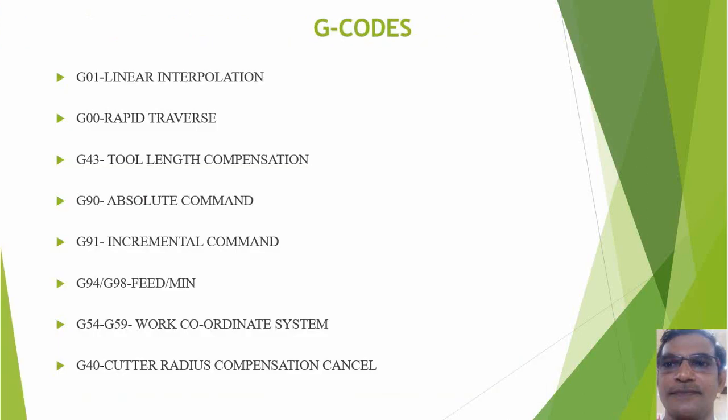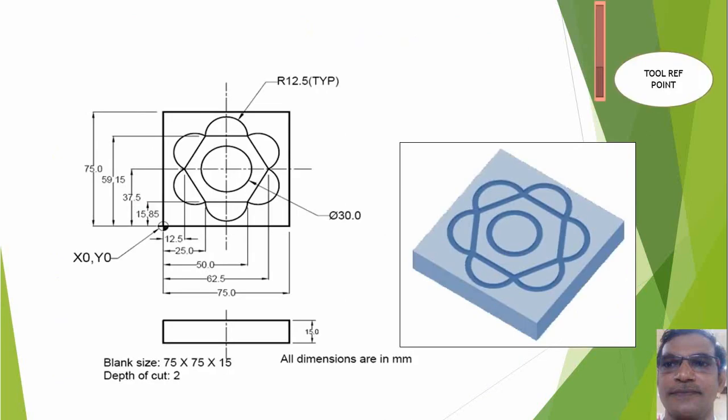G codes, some important G codes: rapid traverse, linear interpolation, tool length compensation, absolute and incremental command, feed rate, work coordinate system, cutter radius compensation cancel. In this profile we are not going to maintain any dimension, so that we are giving G40, and this is a diagram for profile milling operation.